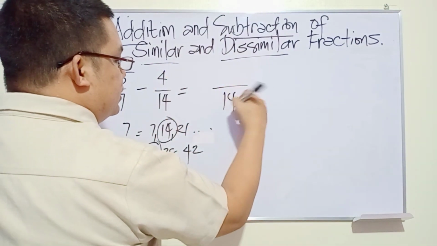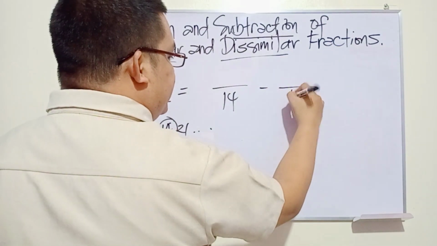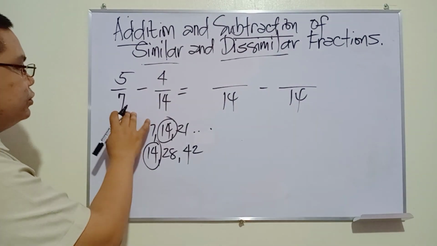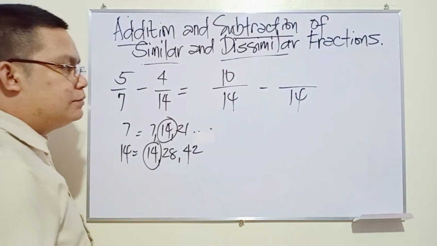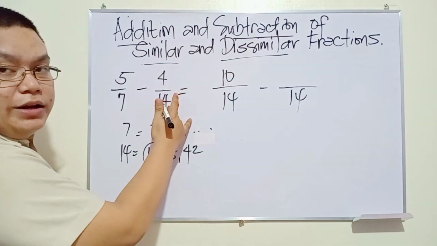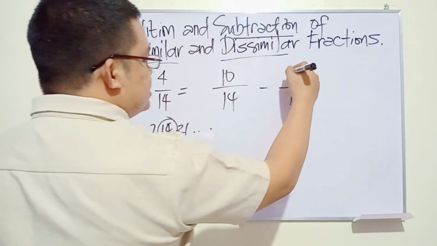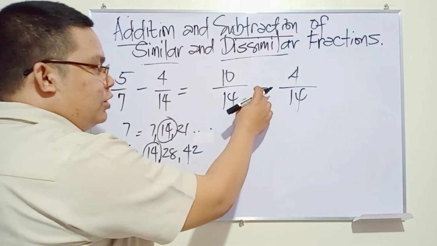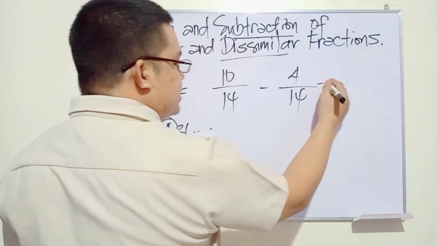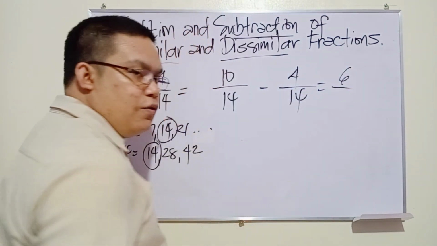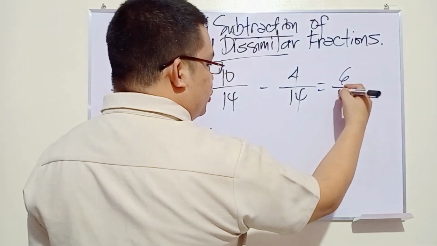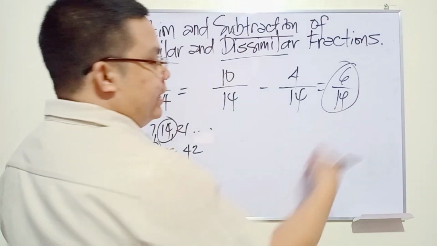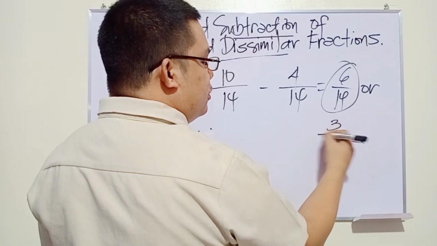So, we use 14 as the denominator. 14 divided by 7, renaming it, is equal to 2 times 5 is equal to 10. 14 divided by 14 is equal to 1 times 4, that is 4. So subtracting the numerator, 10 minus 4 is equal to 6 over, copying the common denominator, which is 14. So 6 over 14 can be reduced or simplified to 3 over 7.